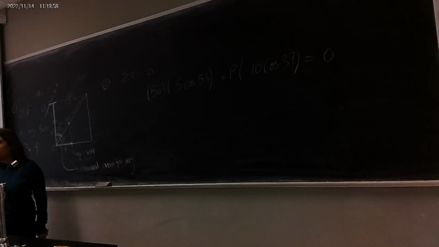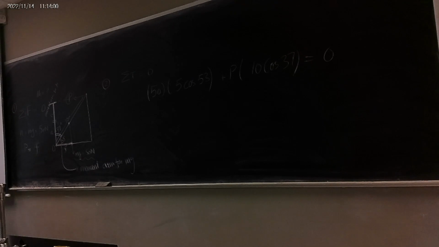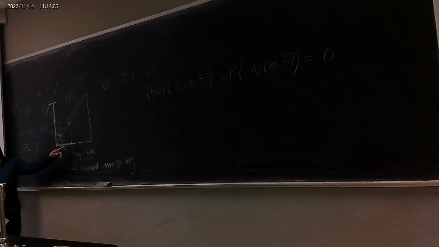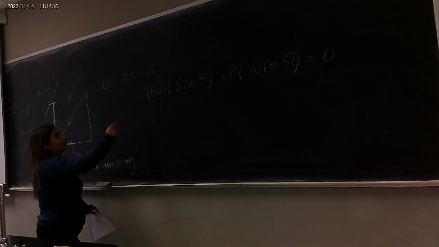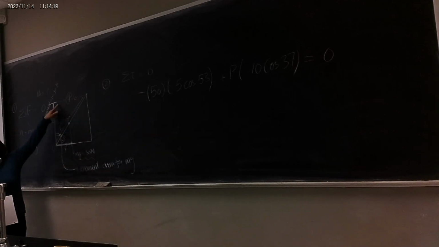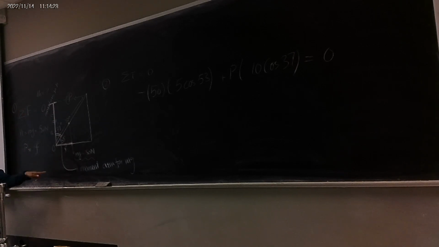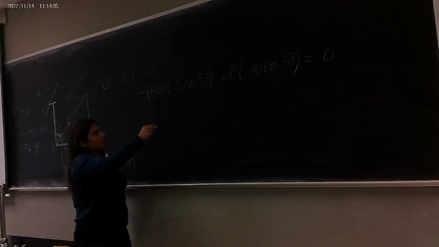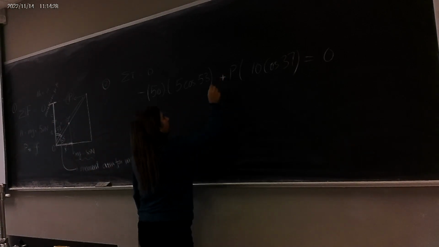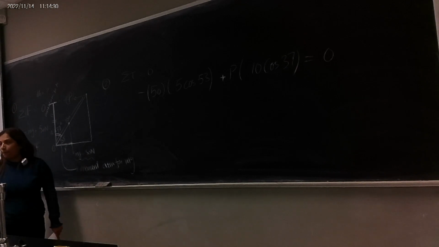Now, which one of them is positive and which one of them is negative? Both cannot be positive, otherwise there would be a net torque in it. One of them has to be positive, one of them has to be negative. So, what kind of torque is this mg producing? Counterclockwise or clockwise? Clockwise. It's negative. What about P? It's counterclockwise. It's going to be positive. Can you solve for P?